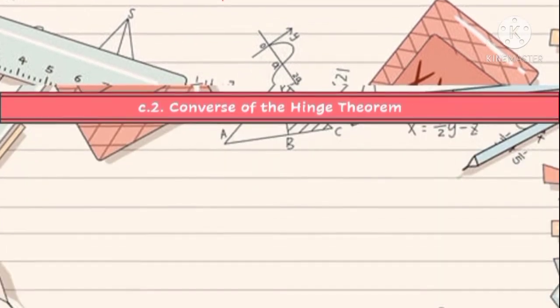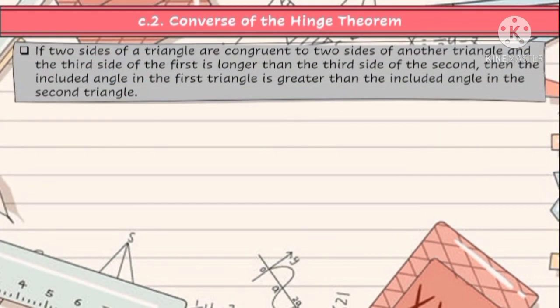The converse of the Hinge Theorem. It states that if two sides of a triangle are congruent to two sides of another triangle and the third side of the first is longer than the third side of the second, then the included angle in the first triangle is greater than the included angle in the second triangle.